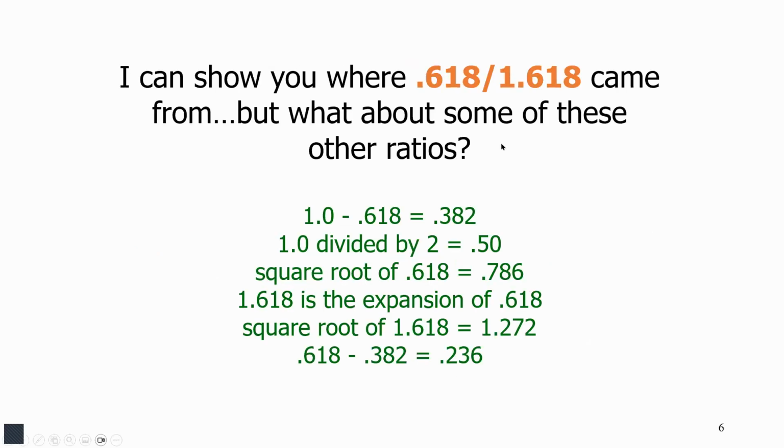Now, I told you where basically the golden ratio came from, 0.618, 1.618. That came from in between those actual Fibonacci numbers. But where do the other ratios come from? And you just have to know that they are all related mathematically. Okay, so for example, 1 minus the 0.618 gives you the 0.382, or the square root of 0.618 gives you the 0.786, or the square root of 1.618 gives you the 1.272, and so on. They are all related mathematically.